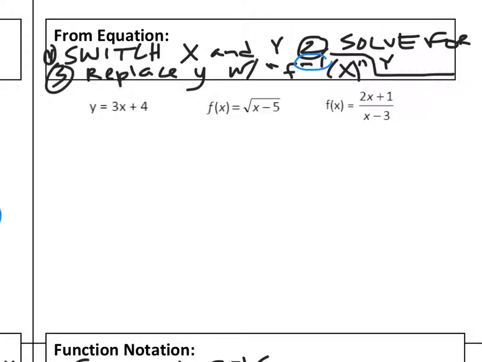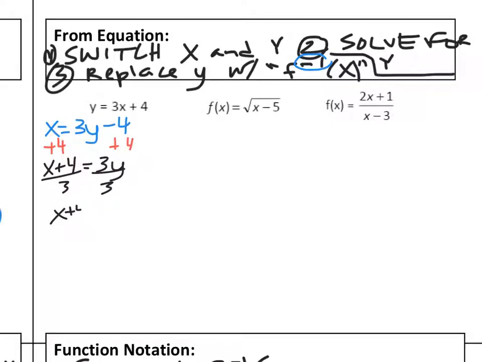So my first step is switch x and y. So x equals 3y minus 4. And then we're going to solve for y. So I need to add 4 to both sides. So I get x plus 4 equals 3y. Then divide by 3 on both sides. x plus 4 over 3 equals y. And since we're finding the inverse, we'll use our inverse function notation.